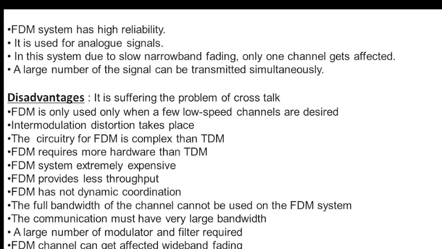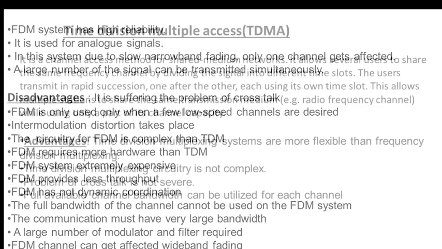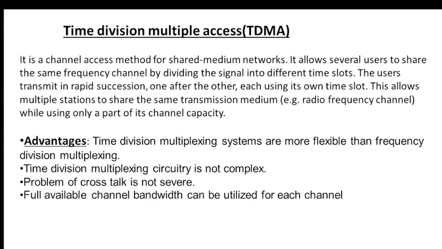The full bandwidth of a channel cannot be used in an FDM system. The communication must have very large bandwidth. A number of modulators and filters are required. The FDM channel can get affected by wideband fading. This is about FDM. Next one is time division multiple access.